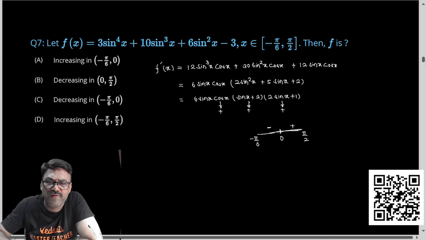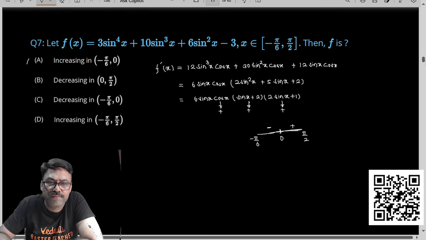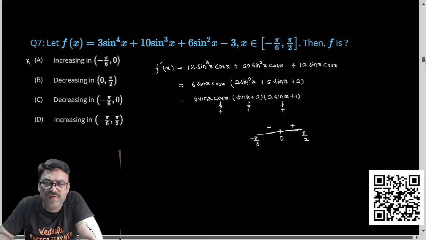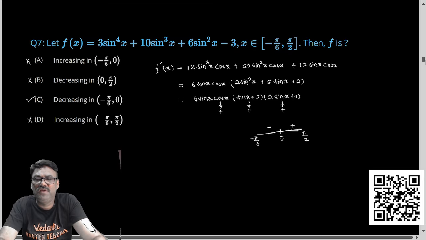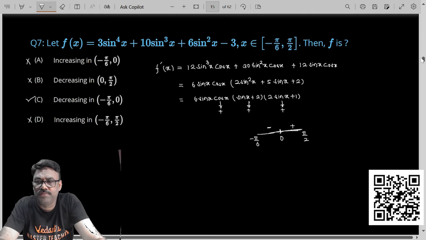Decreasing in minus pi by 6 to 0, so this option is false. Decreasing in 0 to pi by 2, this option is also false. Decreasing in minus pi by 6 to 0, this is correct. Increasing in minus, so it is also false. So only C option is correct option here, right? Chalo, let's move to the next question.